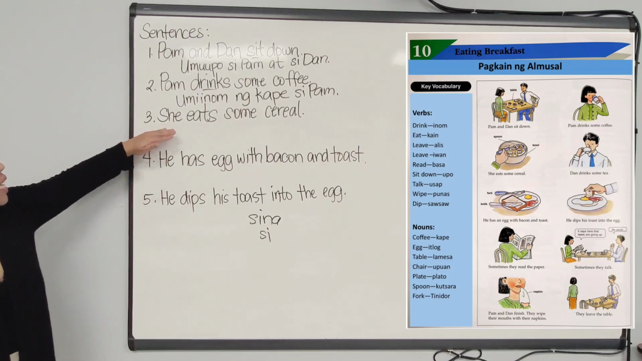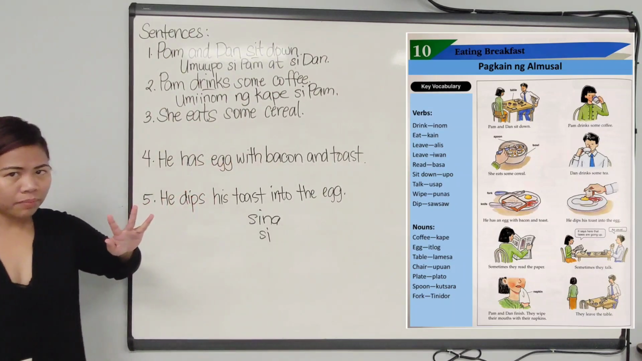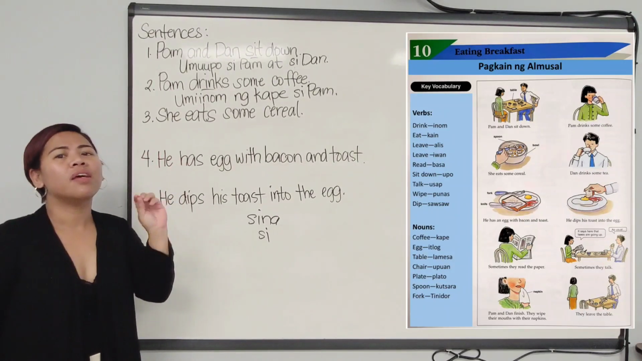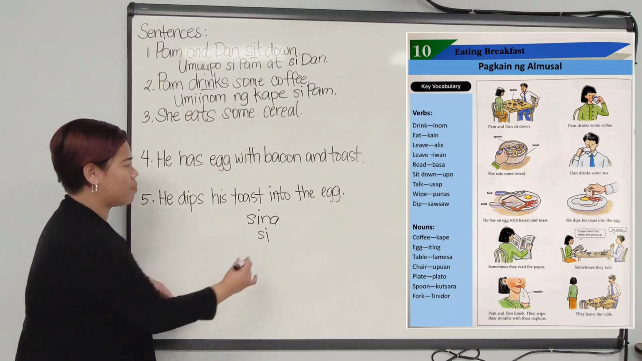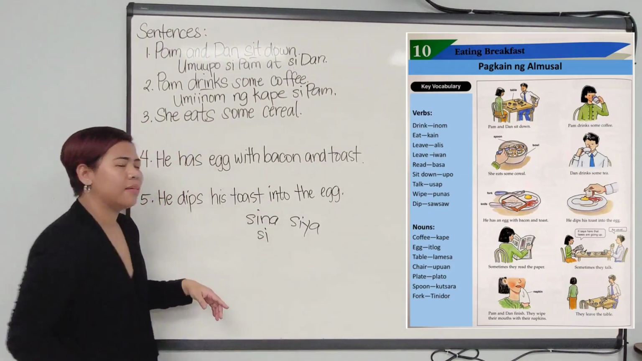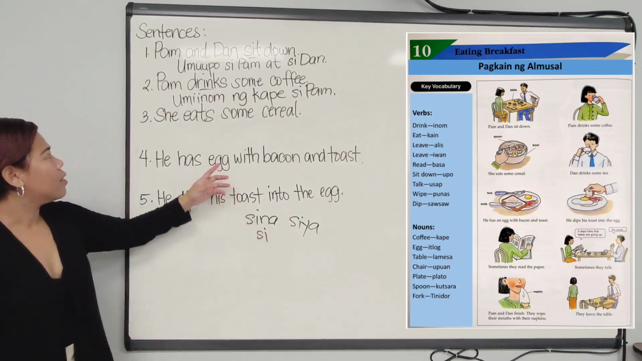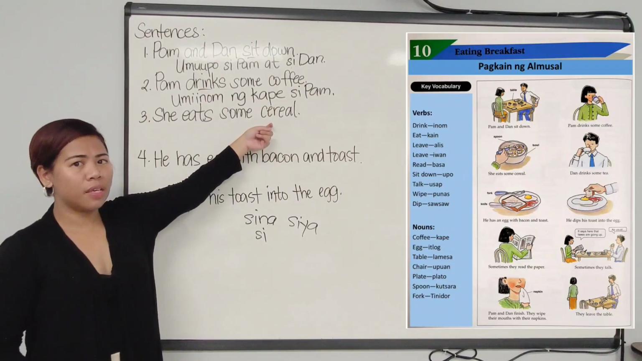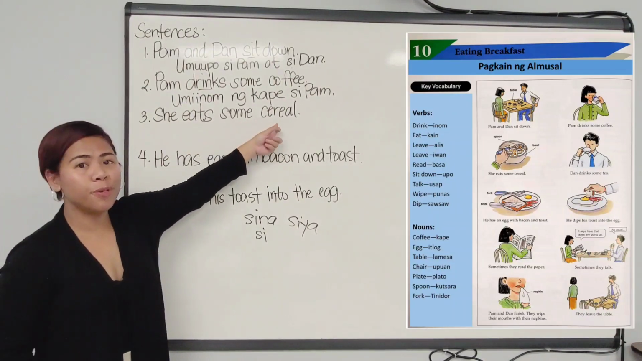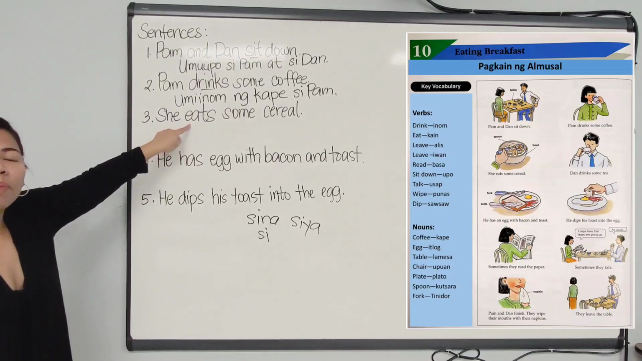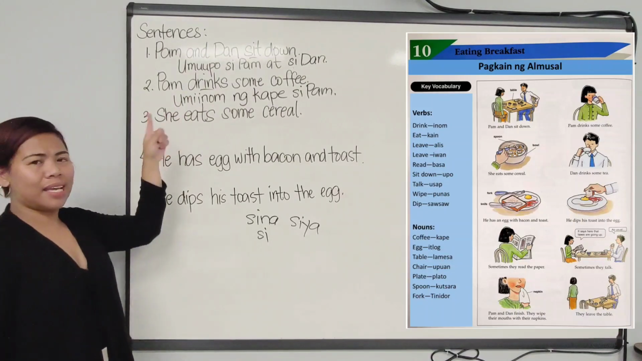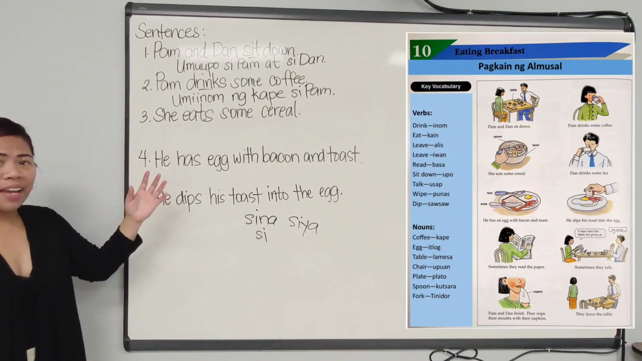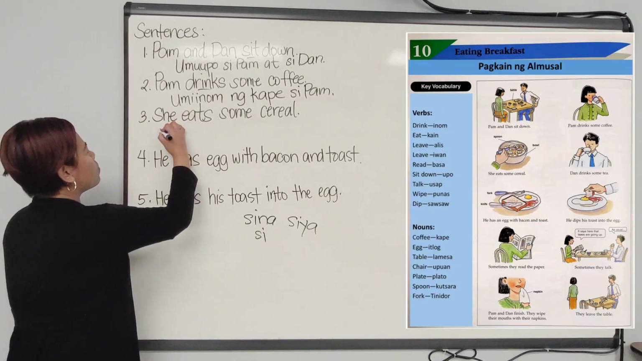Alright, number 3. She eats some cereal. So remember in the previous lesson, I said he or she, it's just the same. What do we use? Siya, right? Siya, or you pronounce it as siya. So she eats some cereal. We don't have an equivalent for the word cereal in the Philippines. So we also use cereal. So eats is our verb. What is eats? In Filipino, present tense is kumakain. Right? So we'll start with kumakain.